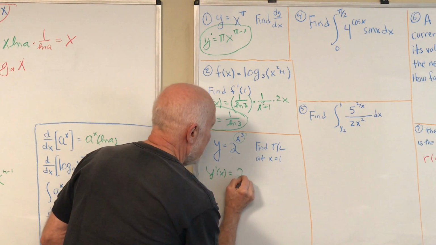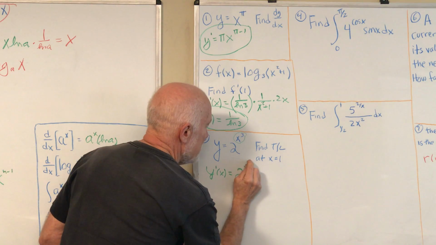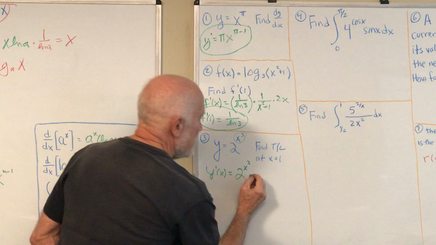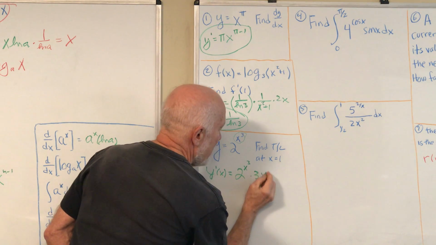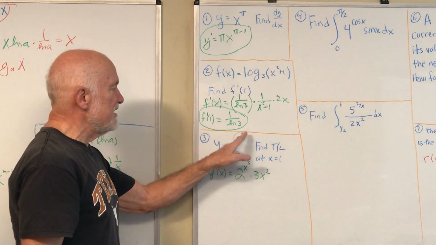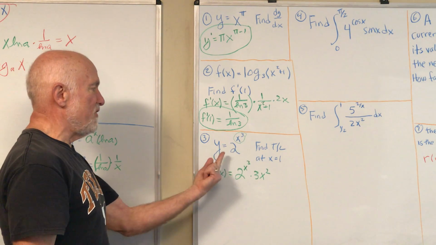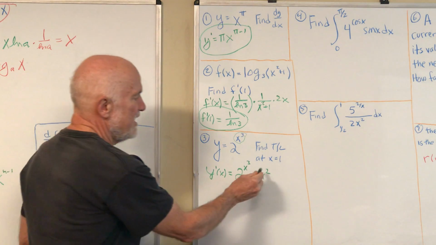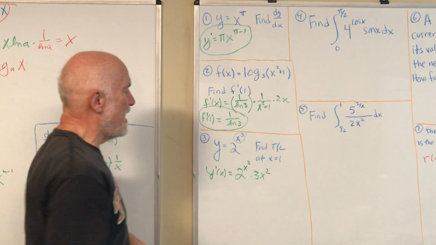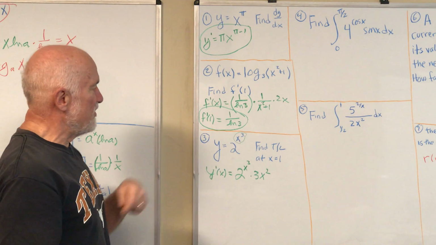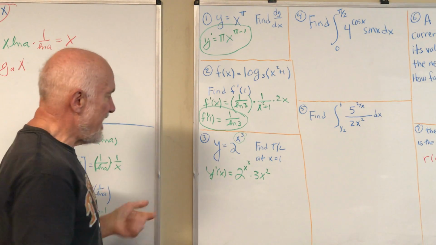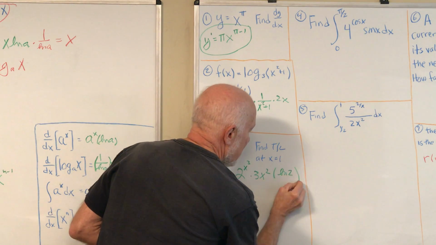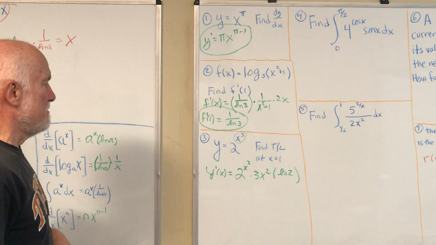It's 2 to the x cubed, but then we have to multiply by the derivative of x cubed, which is 3x squared. In other words, if that was e to something, the derivative would be e to something. If it's 2 to a function, the derivative is 2 to the function, but then we have to finish the chain rule and multiply by the derivative of this other function. And then that extra pesky constant has to come along.